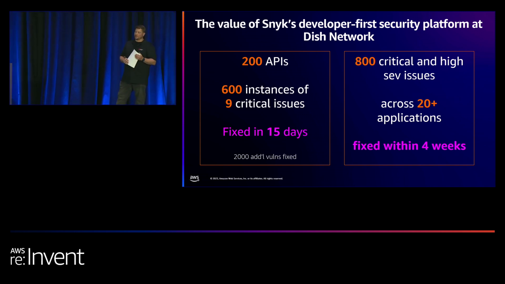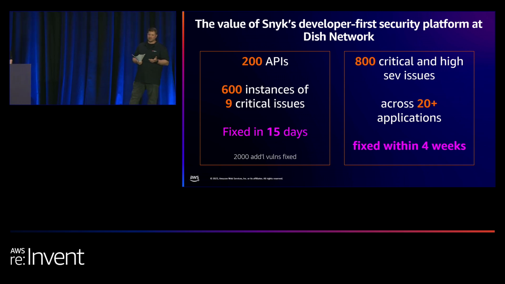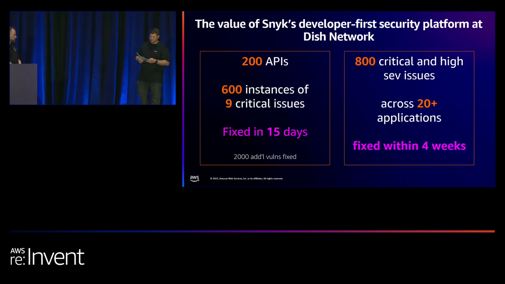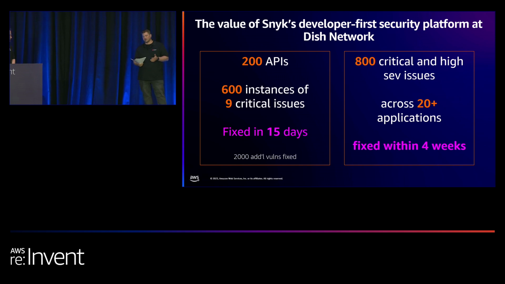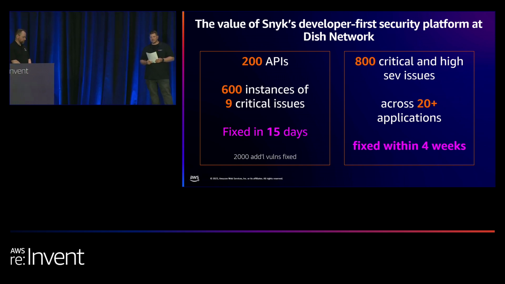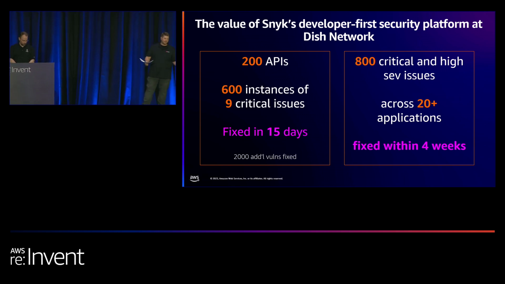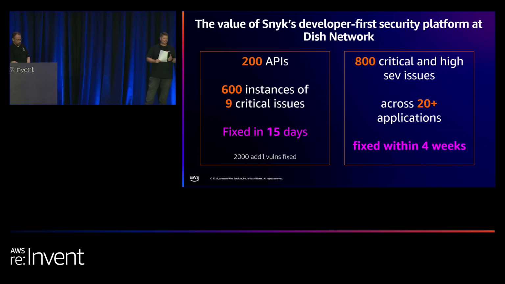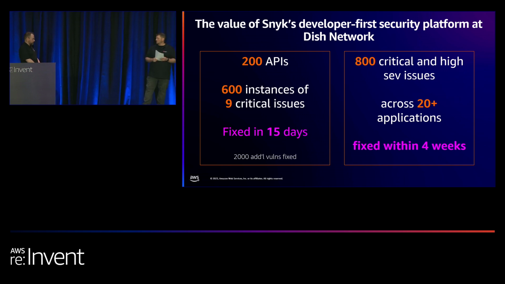Another team within 30 days that maintains about 20 different applications was able to fix about 800 high and critical severity vulnerabilities. So we saw rapid adoption. We were able to integrate with the code repositories of all the critical apps within about 60 days and start giving them reporting and have them start working on fixes.